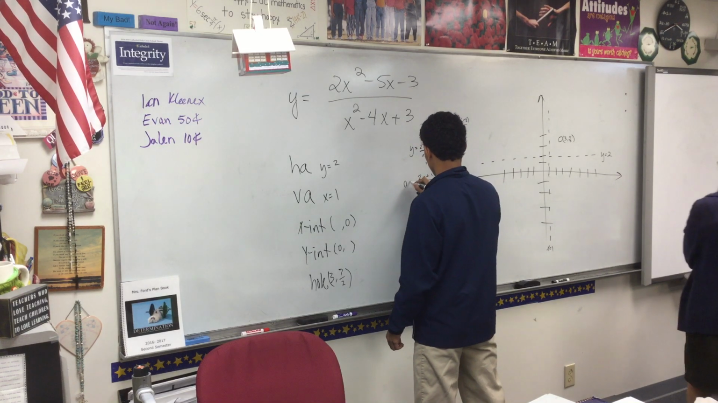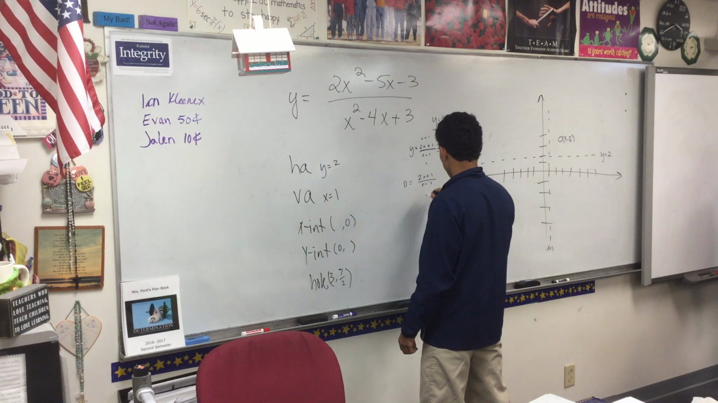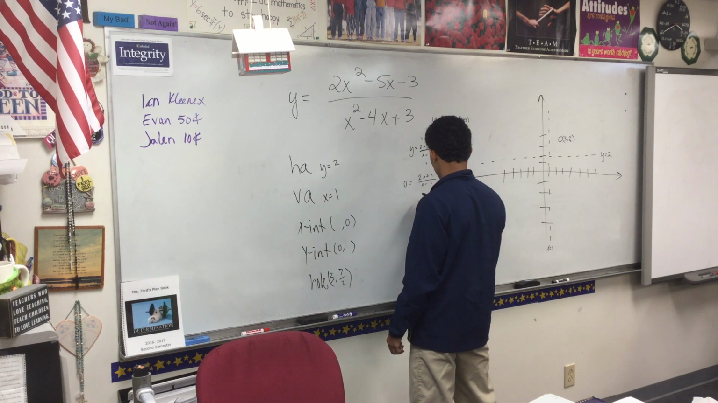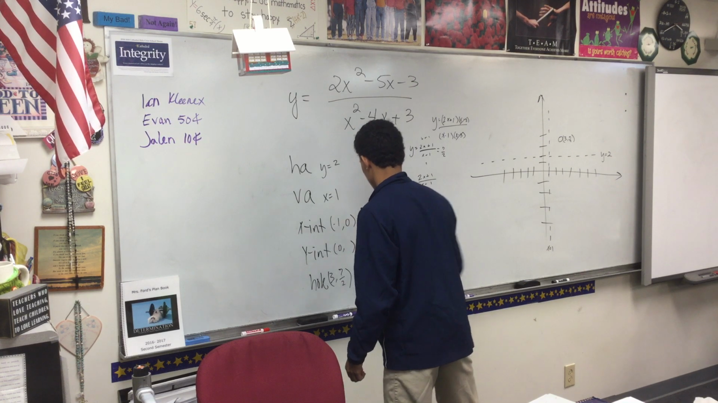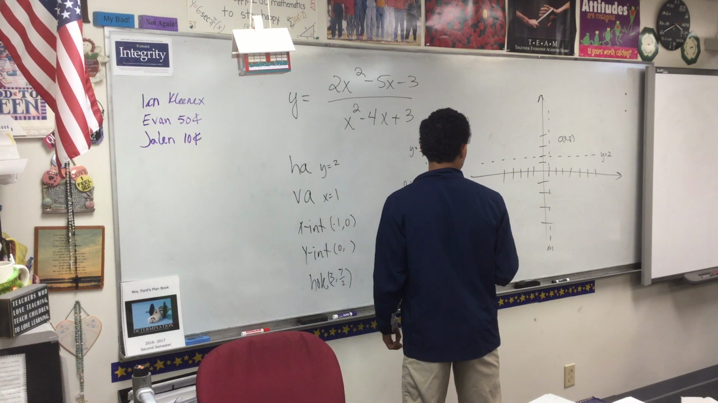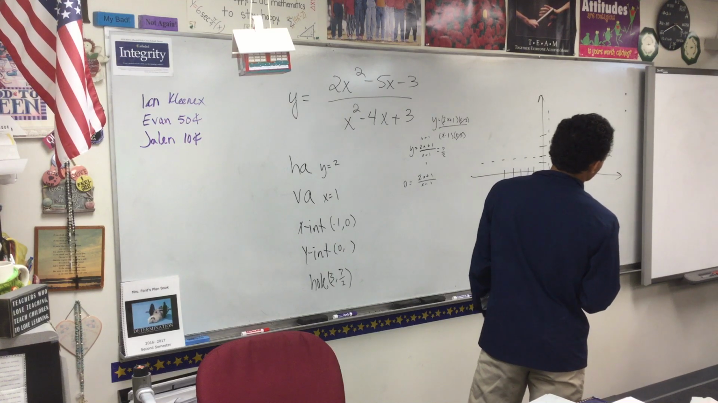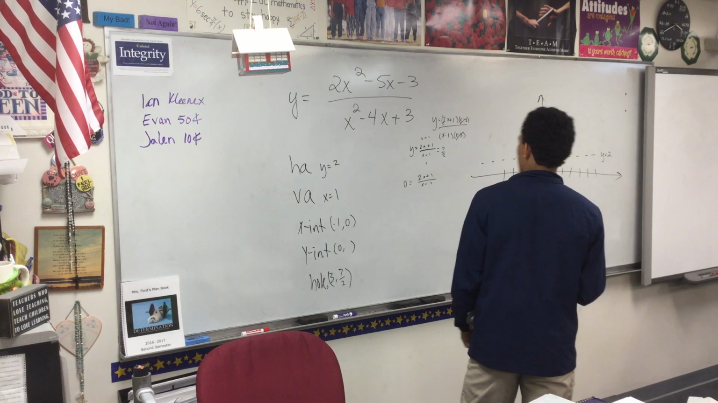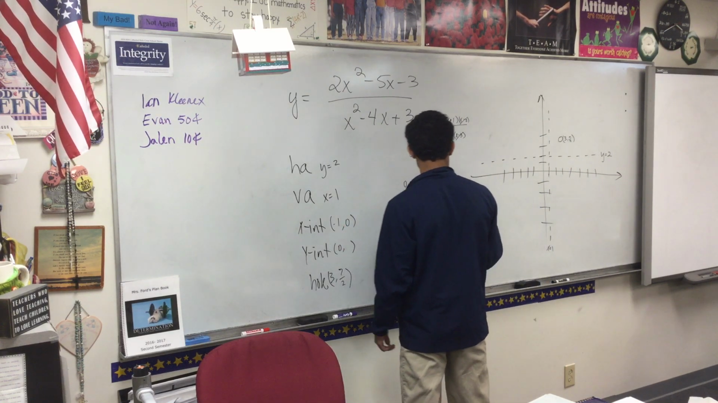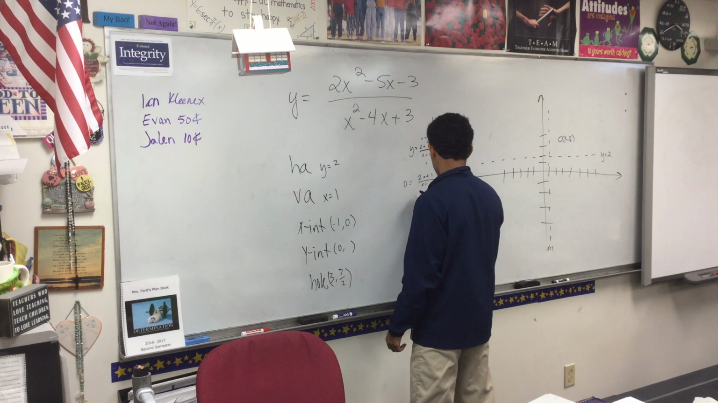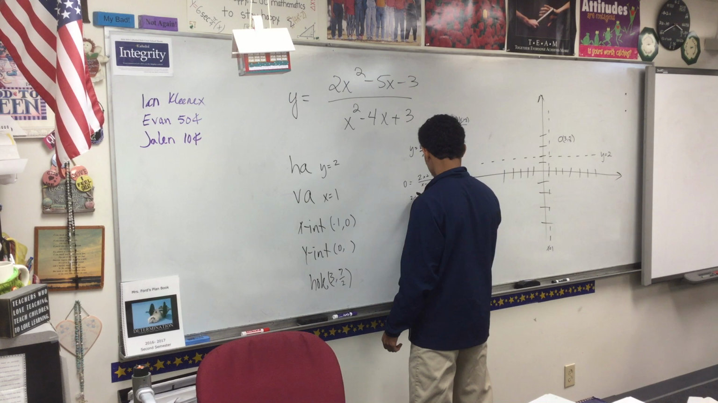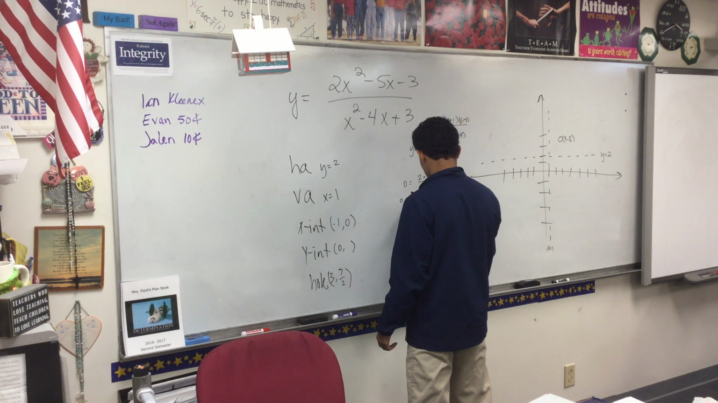Now, some of us missed our intercepts. Jalen got an x-intercept at negative 1/2 comma 0. No, that's right. Where's our root for that? Oh, right here. Negative 1/2. You multiply that over, that's 0.